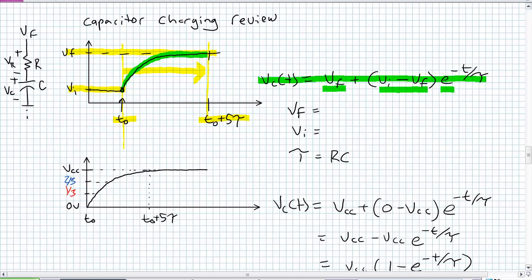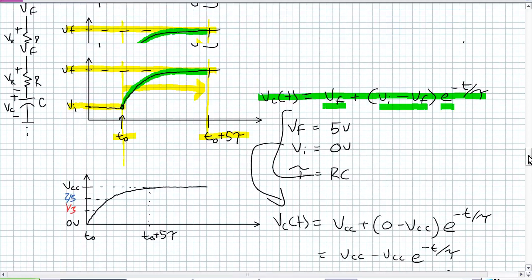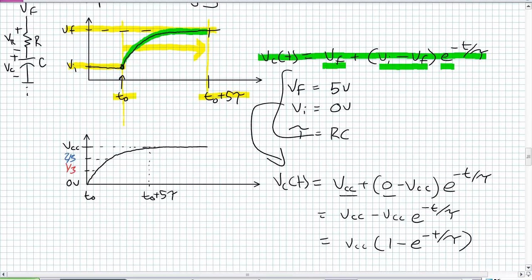For our particular purposes, it's a 5-volt system. So what's our final voltage? Our final voltage, if we left this thing totally alone, which we won't, it should eventually charge up to 5 volts. What's our initial voltage? Well, it was initially discharged, 0 volts. What's our tau? RC. Go ahead and stick it in the formula. What do you get? Take your VF, it's VCC. What's your initial voltage? 0 volts.